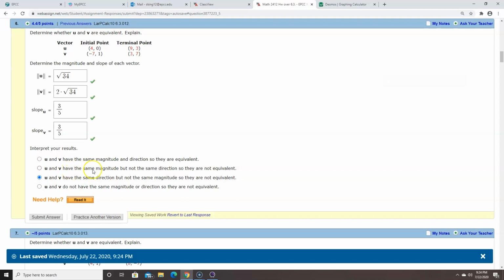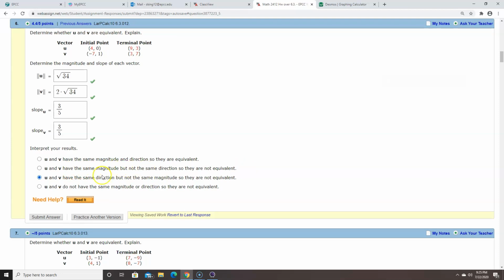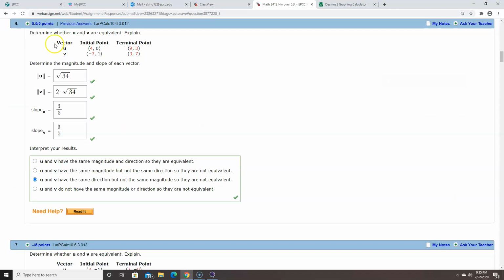U and V have the same magnitude. You don't even have to read anymore because that's not true. So this is the only one: U and V have the same direction, but not the same magnitude. So they are not equivalent. So this is all true. And we are good.